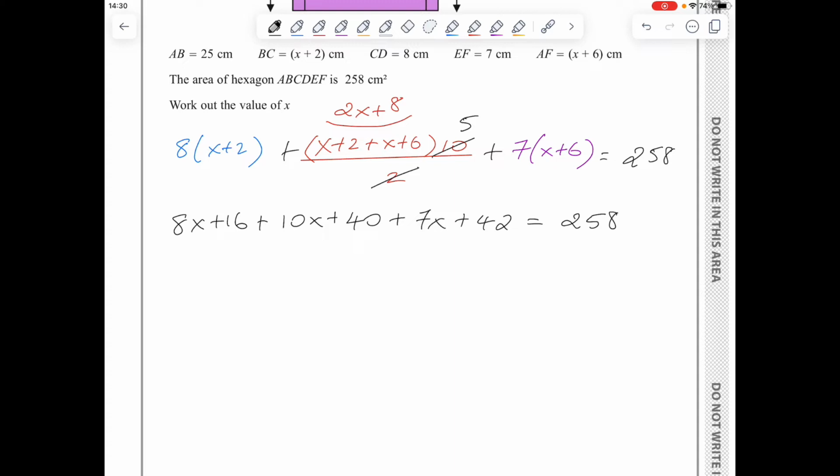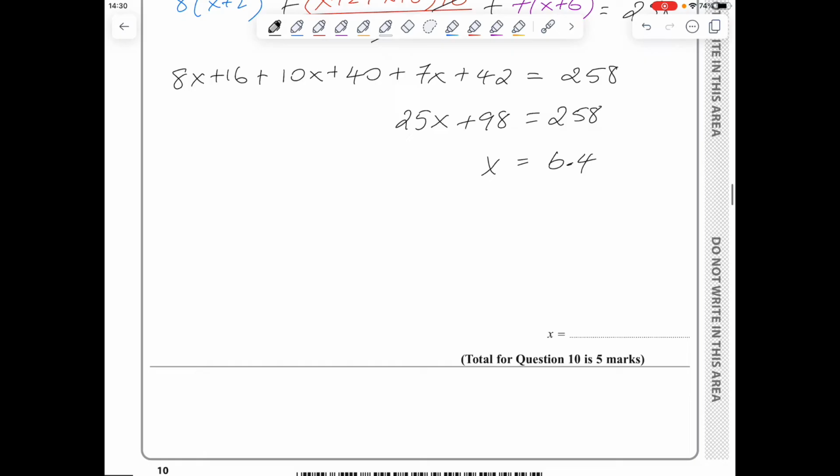258. Let's simplify the left-hand side. 25x plus 98 equals 258. Now solving this one will give me x is equal to 6.4, and that's my final answer.